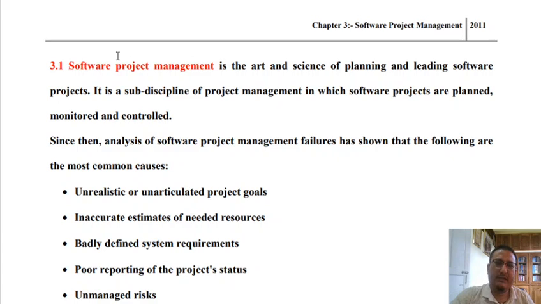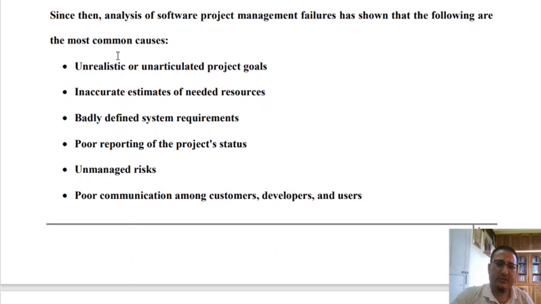Second one is inaccurate estimates of the needed resources. If the project size, the effort, the time, and the cost are inappropriately estimated, then the software project management process fails. And likewise, badly defined system requirements. If the system requirements are ill-defined, then the software project management process may fail. Now, poor reporting of the project status. If there is no proper mechanism for monitoring and controlling the progress of the software development process, then a software project management process may fail.